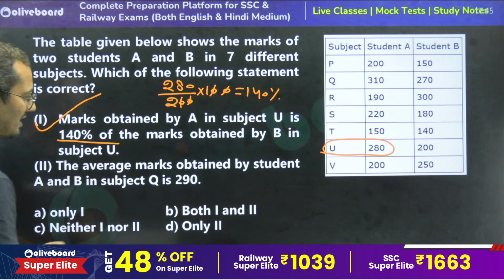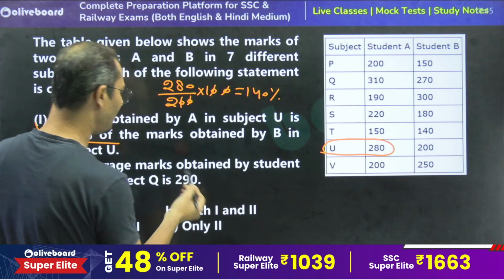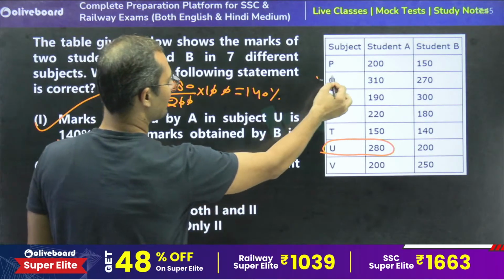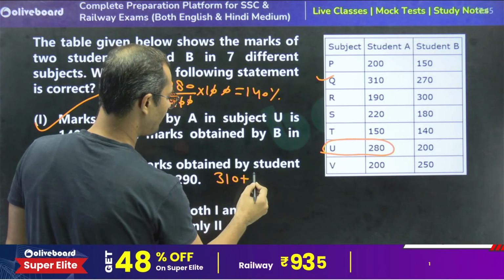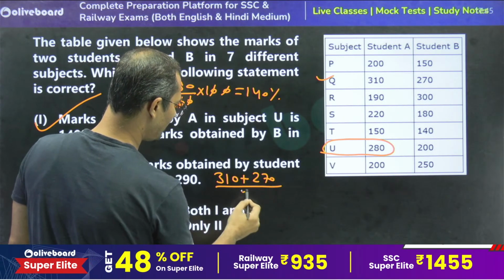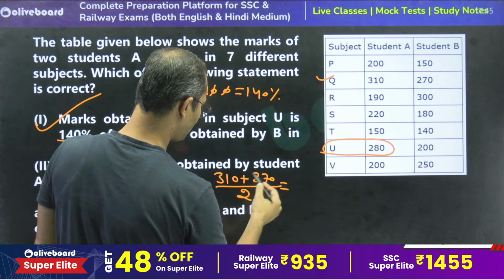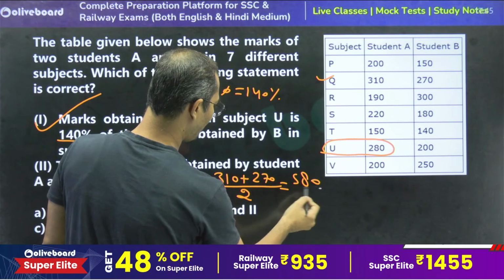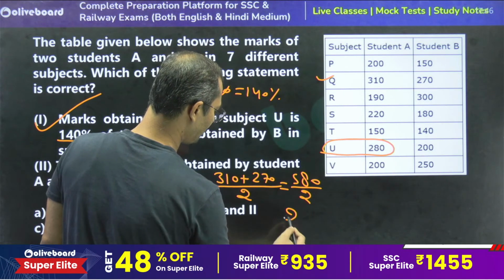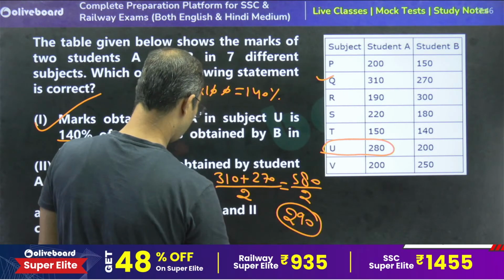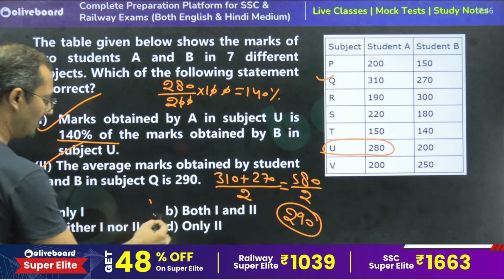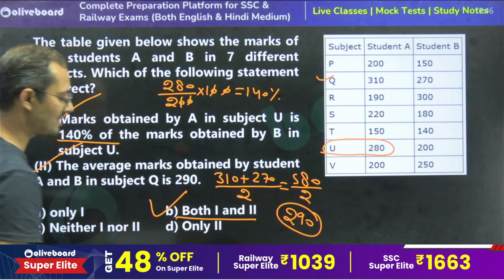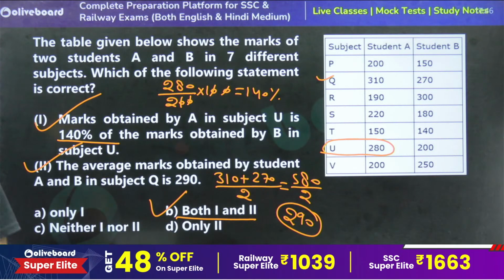And the average marks obtained by students A and B in subject Q. In subject Q, the average marks of A and B is the sum of total marks divided by 2, right? So it is equal to how much? 580 divided by 2. So this is equal to 290, right? So this is also equal. So both parts are correct. So we can say that both the first and second part is correct. So 290 is the right answer.